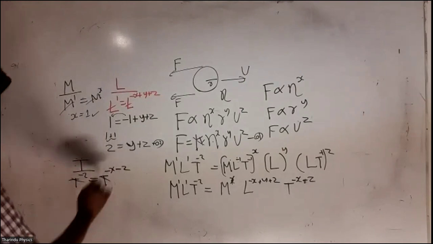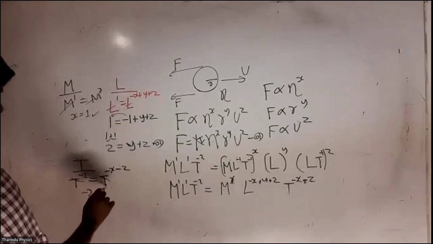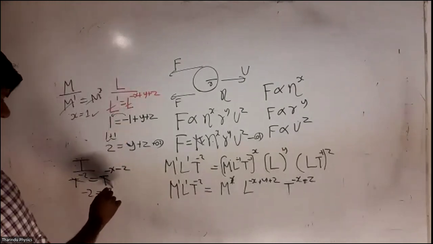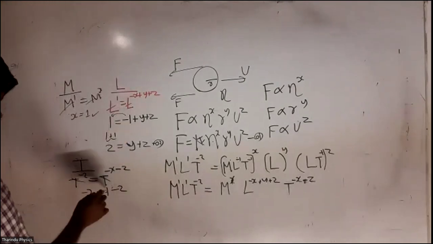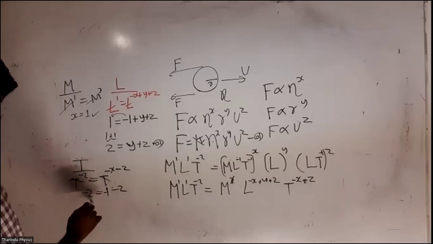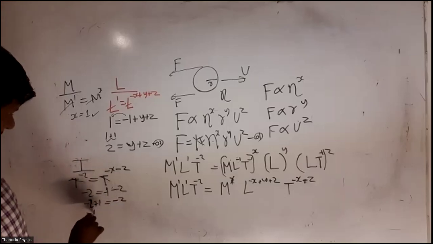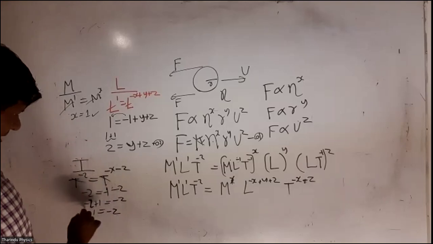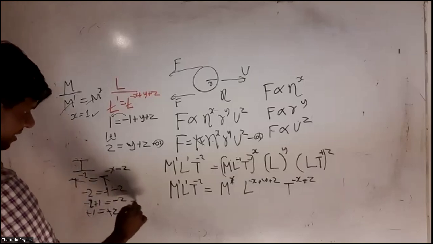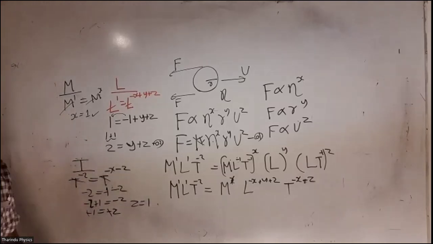Minus 2 equals x, you know the value. It is 1 minus 1 minus z. So this comes here. Minus 2 plus 1 equals minus z. Minus 1 equals minus z. Minus minus cancel. z equals 1. Right? That one I also found.